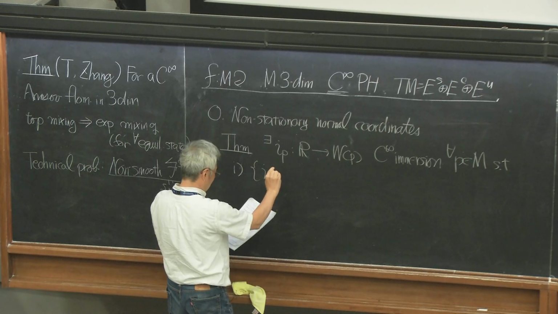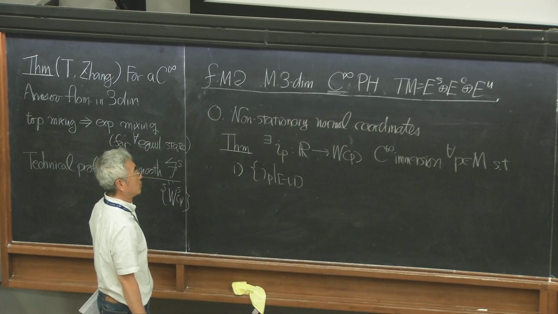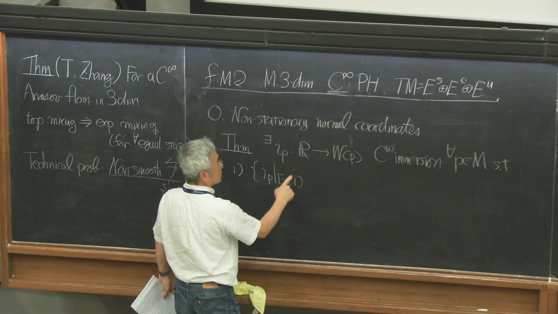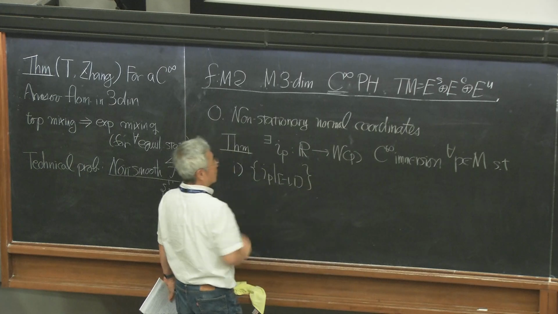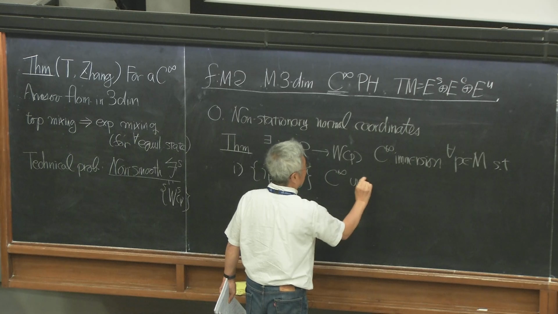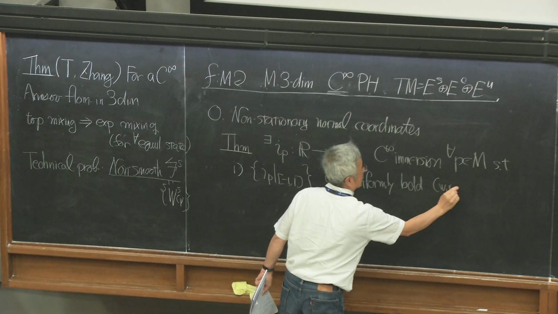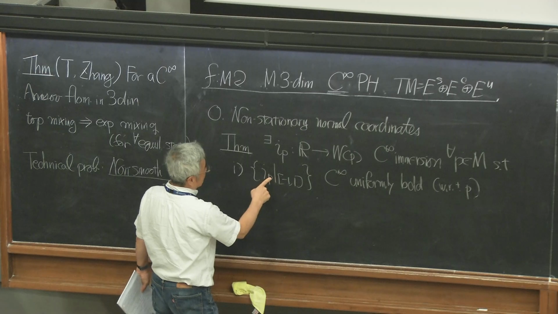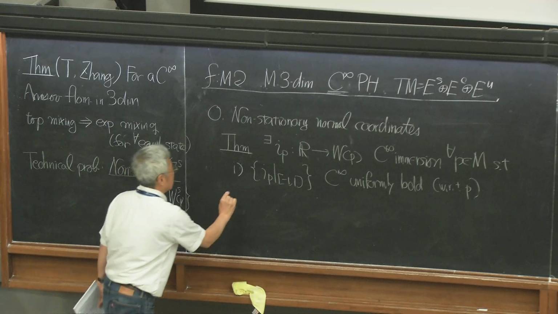If you restrict this parameterization to -1 to 1 or any compact interval, then it is smooth and uniformly bounded, maybe with respect to p. And also we can show that the dependence on p is in some sense continuous.